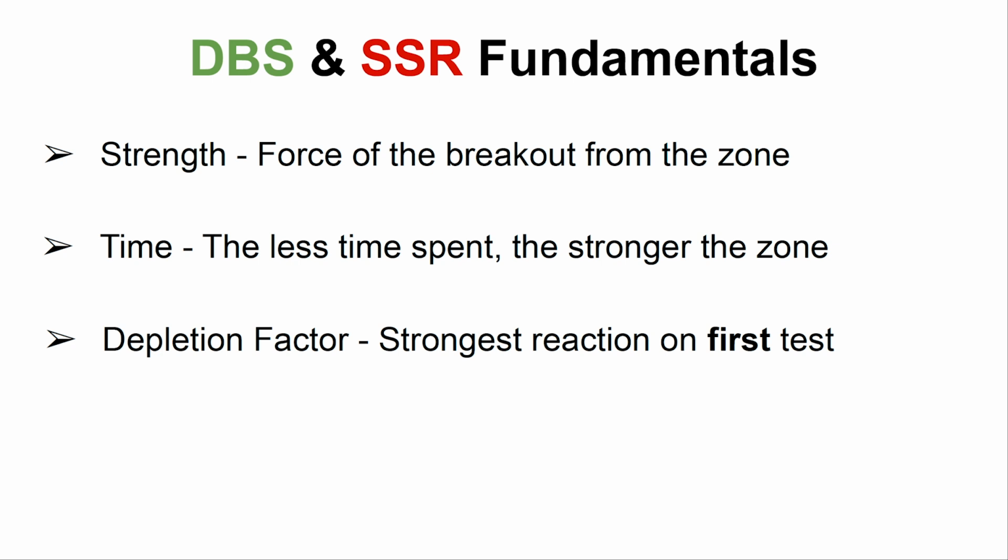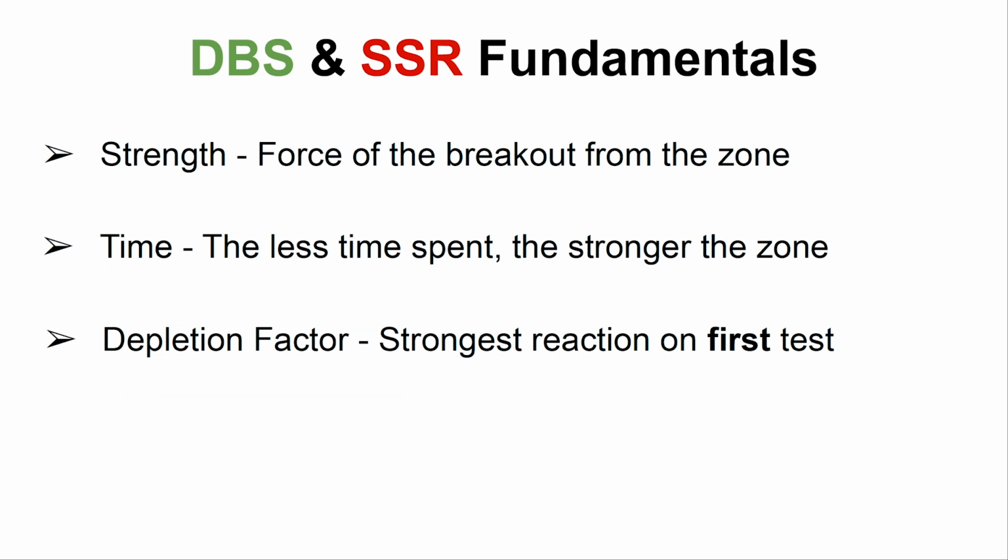The next fundamental to consider is time. The less time spent forming a DBS or SSR zone, the stronger it is. The reason being is that a zone defined by a single candlestick means that the strength of the buying or selling was much stronger than its counterpart and showed clear pressure from the dominant market participant. A zone that forms over many sessions denotes that it took more time and participants to wrestle control from the other party. This leads us to our last fundamental, depletion factor.